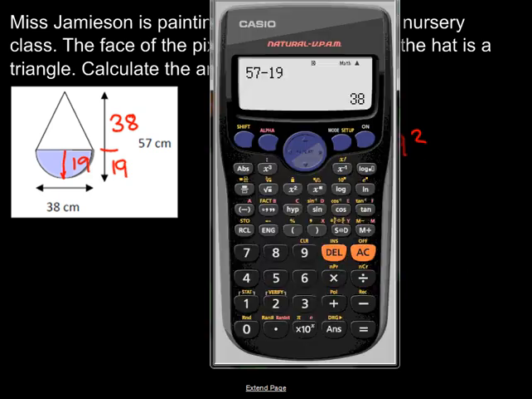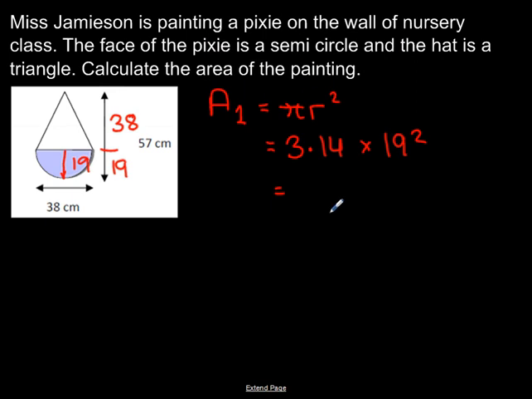I'm going to then go to my trusty calculator. Yours might look something like this. 3.14 times 19 squared, and then equals. I get this weird looking fraction. That's fine. Remember, if you're using a Casio calculator, you've got this little S and D button. Press that, and that tells me that's 1133.54 centimetre squared. I'll leave that like that just now, I don't need to round it.